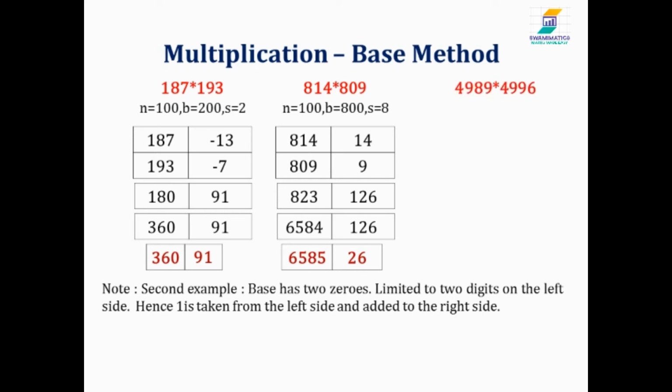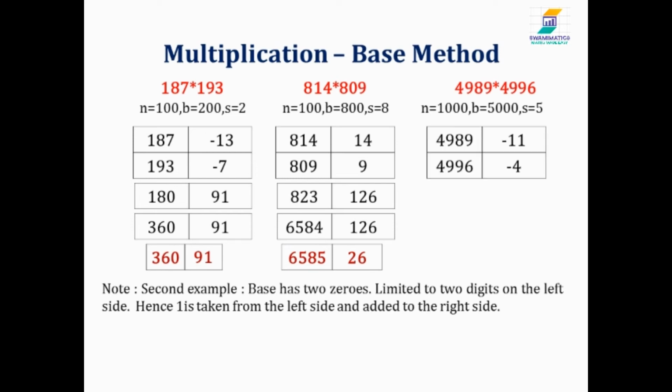Now let us take some 4-digit numbers. 4989 and 4996. It is obvious I can take the normal base as 1000. The numbers are close to 5000, so working base is 5000 and sub base is 5. 4989 is 11 short of 5000 and 4996 is 4 away from 5000. So the cross operation results in 4989 minus 4, which is 4985, minus 11 into minus 4 is 44.